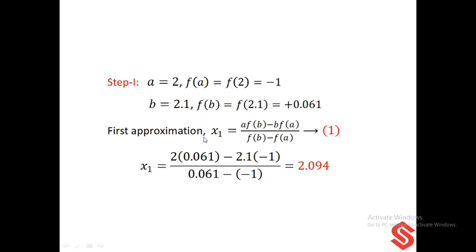So the first approximation x1 is given by, we have the formula a into f of b minus b into f of a divided by f of b minus f of a. Say it is equation 1. So we substitute the values of a, f of a, b and f of b in the formula. We get the first approximation x1 is equal to 2.094.